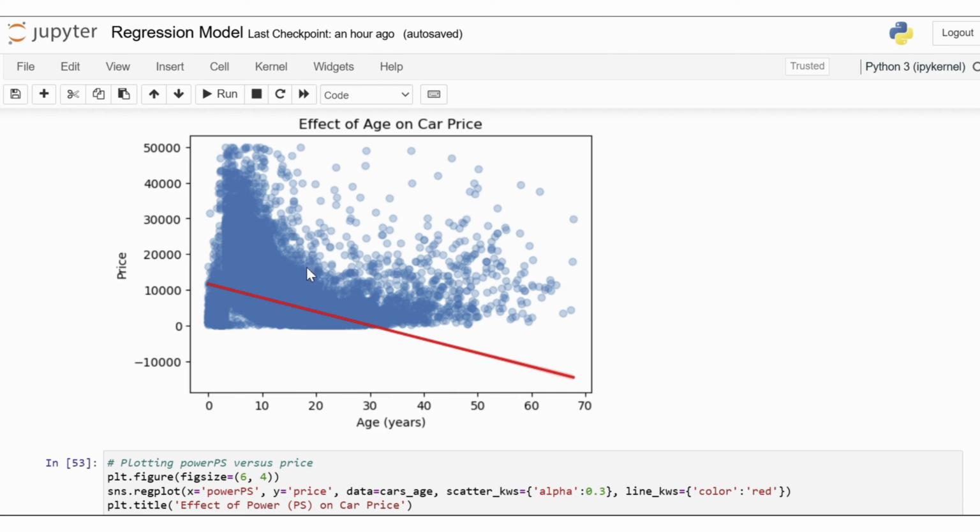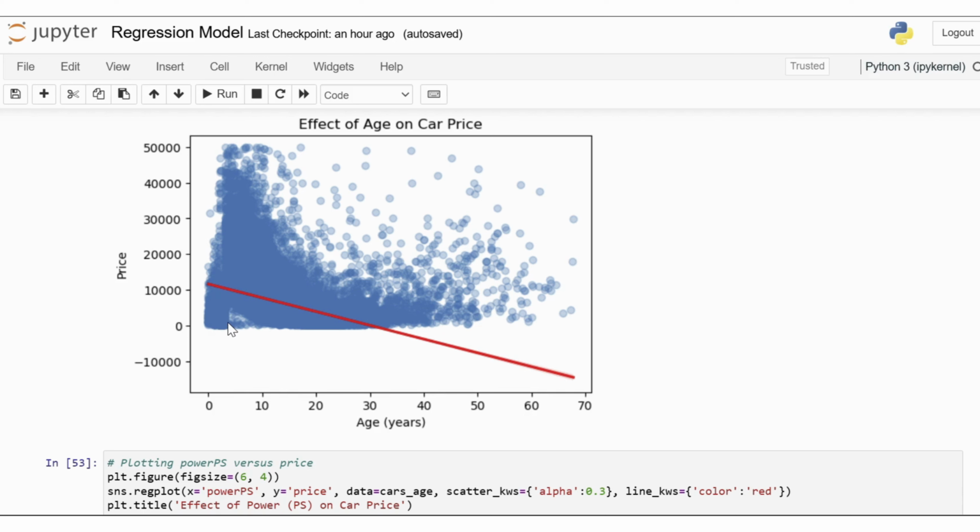There are a few points where older cars have high prices, which could be vintage or classic cars that hold value despite their age. Some newer cars have lower prices, which could be due to factors like poor condition or high mileage.